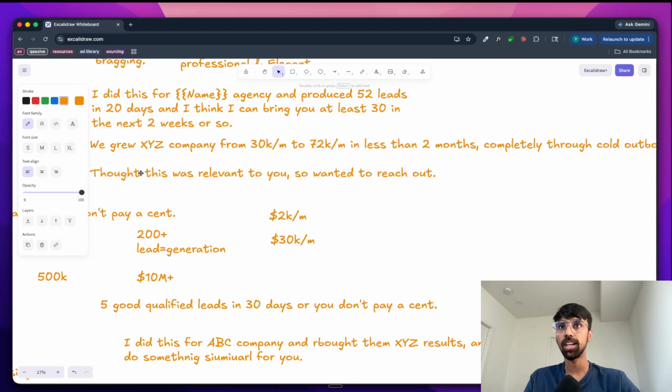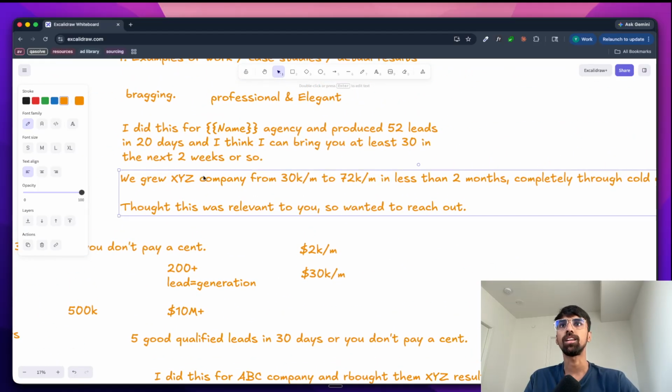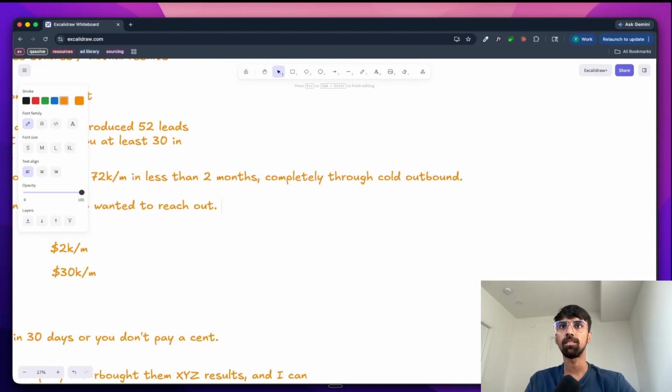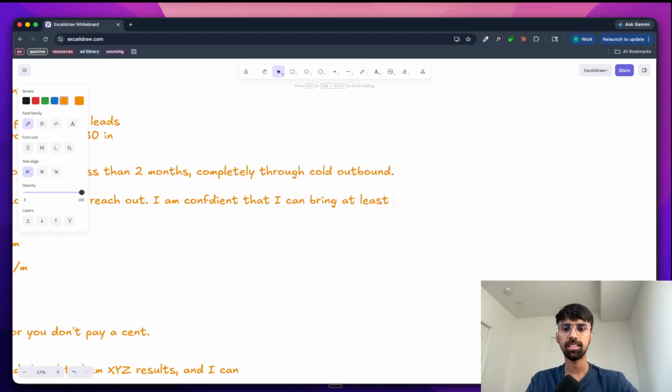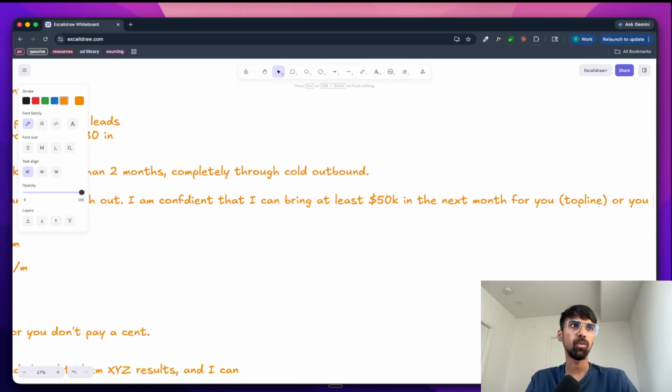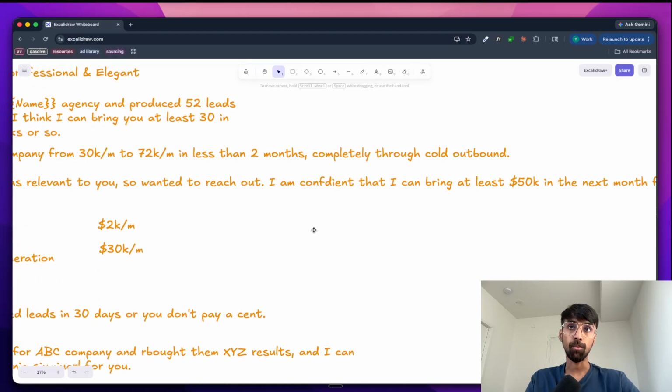And once you write this, okay, where did it go? Oops. Okay, yeah, this one. Once you write this, you can also include a risk reversal here, right? So risk reversal will look like this. I am confident that I can bring at least, I don't know, 50K in the next month for you, top line, or you won't pay me a dime. This is a really good offer.